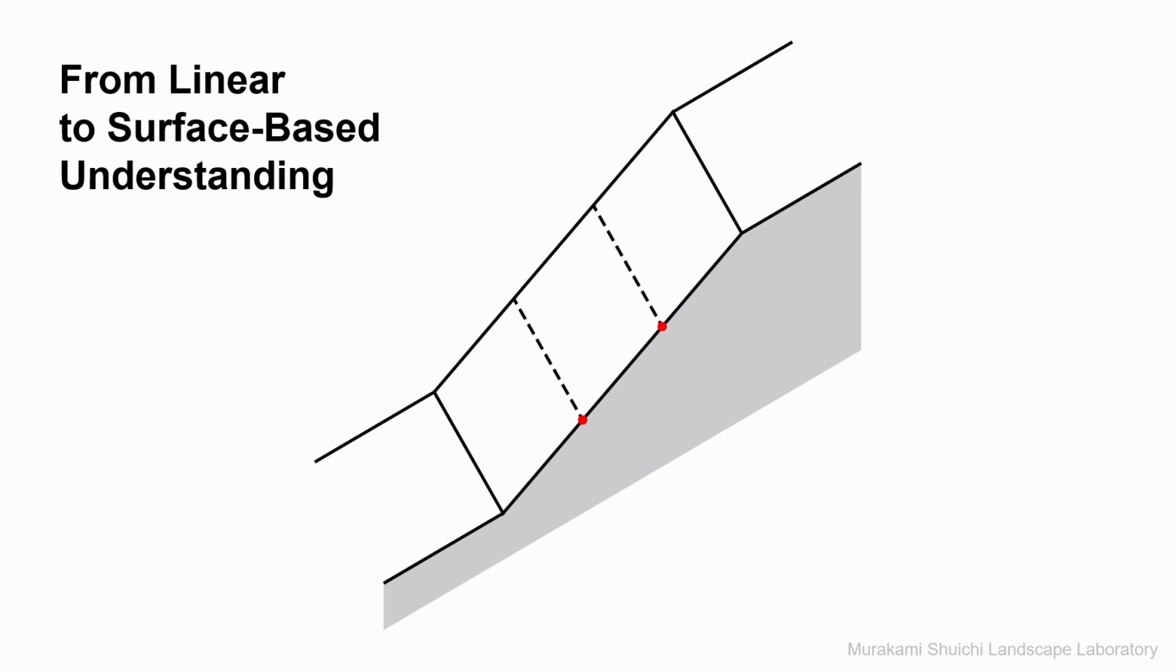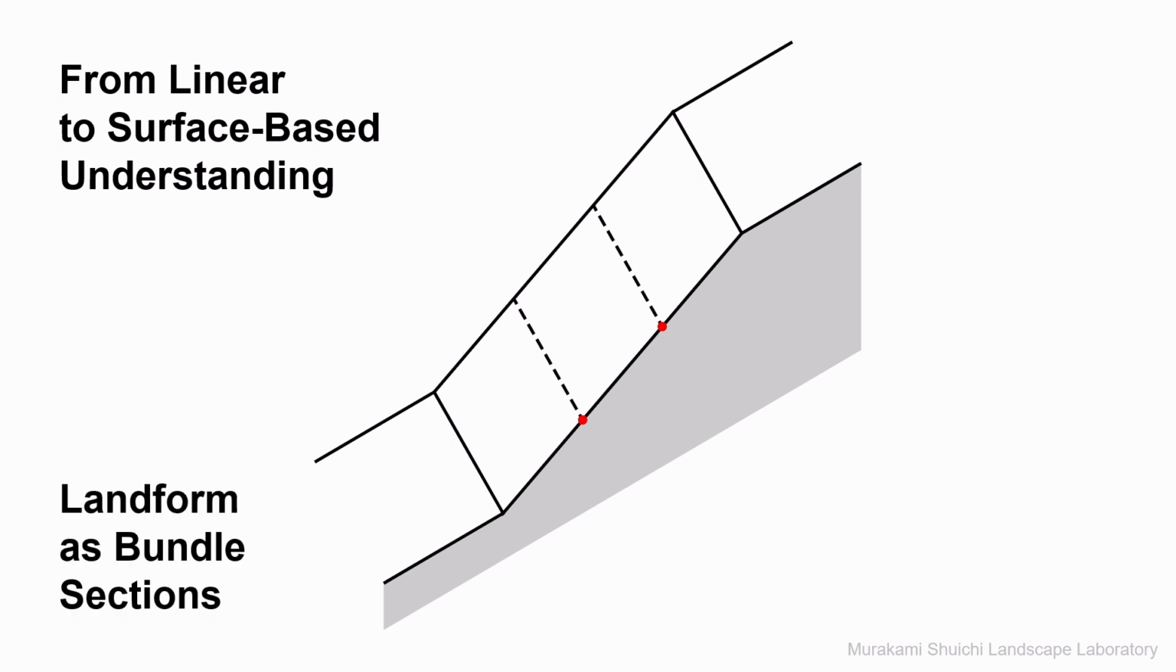Up to this point, as shown in this axonometric drawing, we have understood landform from the perspective of a person walking. We have viewed the landform linearly along the direction of movement. However, landform does not extend only in the direction of movement. It continues in multiple directions. In other words, we need to understand landform as a surface.